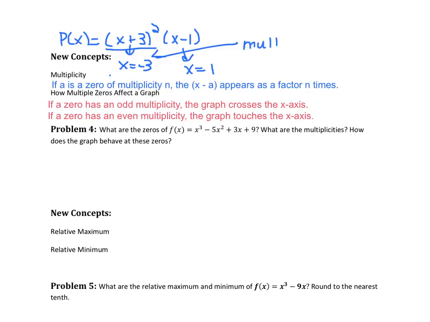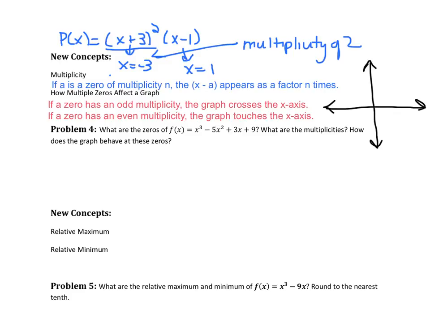Meaning I'm going to count -3 as a 0 twice, multiplicity of 2. And the value x equals 1 just has a multiplicity of 1. We're only counting it once. So when we're graphing, we want to also consider what happens at those zeros. And so it really helps us, like when we talked about graphing and end behavior, that helps us look at what happens with our graph.